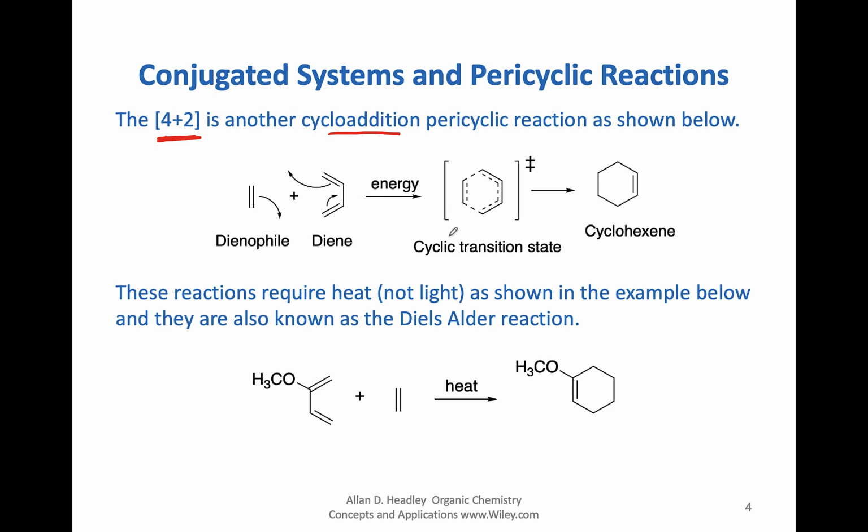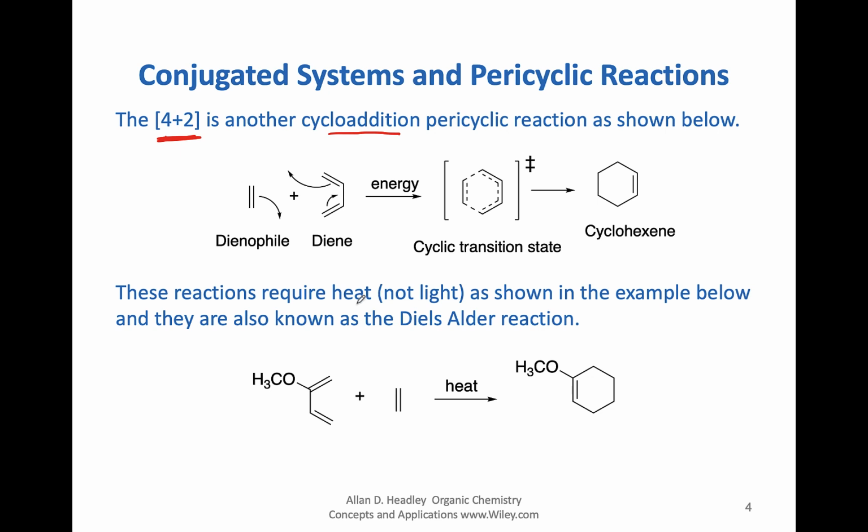These electron movements will result in the transition state as shown here. Notice it's a 6-member ring transition state with 6 electrons in this ring. We'll emphasize the importance of the 6-membered ring with 6 electrons because you will recall, if you have 6 electrons in a 6-membered ring, that's very unique, and that's an aromatic system. So that's one of the driving forces for these reactions to occur.